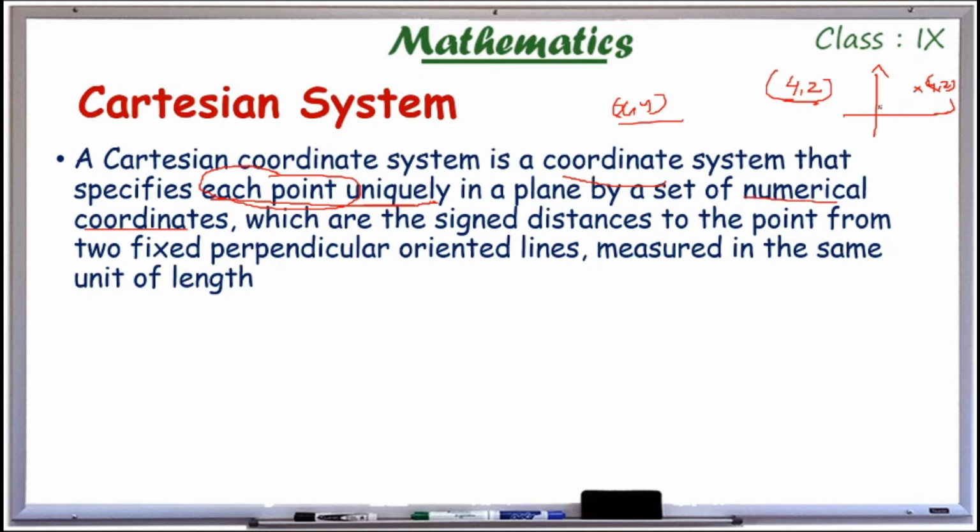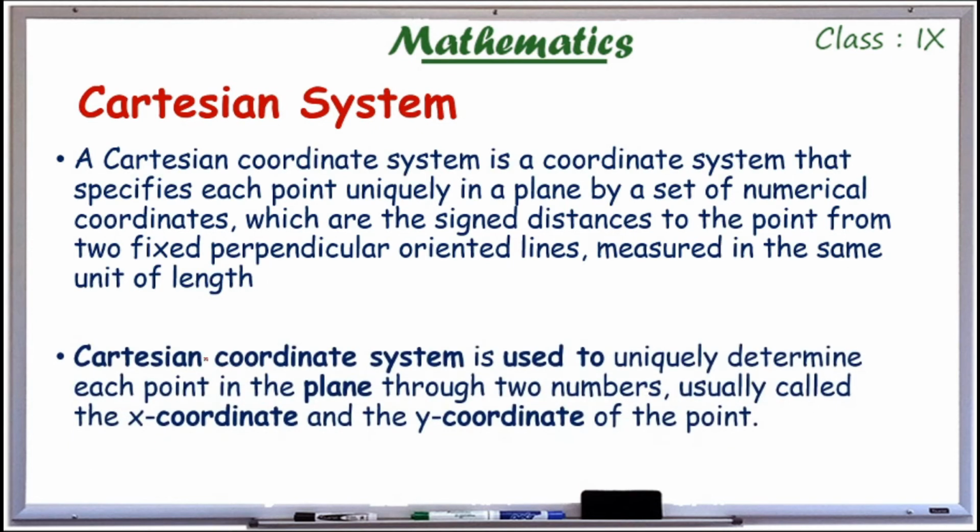It is a set of numerical coordinates which are the signed distance to the point from two fixed perpendicular lines, called the x-axis and y-axis, measured in the same unit of length. This means if we mark 1 here, the same length should be used for 2 and 3 here also. The distance between one unit should be the same for all. That is called a Cartesian system or plane.